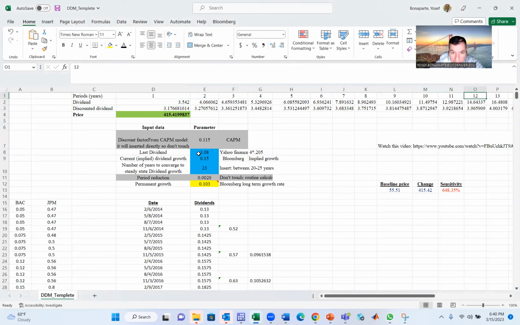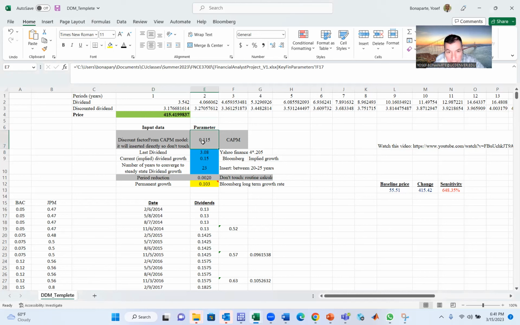If you tell me the last dividend for Apple, and the discount factor, which is from CAPM, and how much the current dividend growth is, which is above CAPM, and you tell me how many periods you want to do, 23, 25, whatever period you want, then from Bloomberg you get the long-term growth rate for Apple. And then from there, you can get the price for Apple.